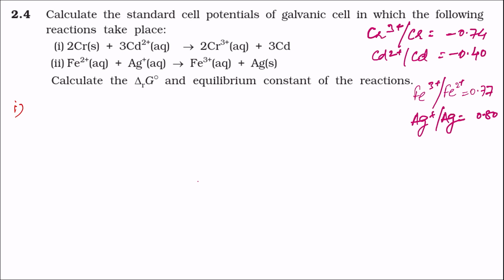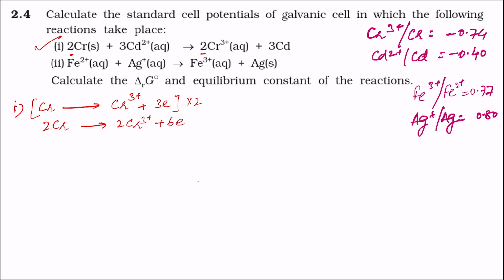First reaction is chromium changing to chromium 3 plus ion. Now in this equation, the moles of chromium is 2 moles. So chromium changing to chromium 3 plus ion and giving 3 electrons. Now when this whole equation is multiplied by 2, the equation becomes 2 moles of chromium forming 2 moles of chromium ion plus 6 electrons. So total electrons involved is 6.